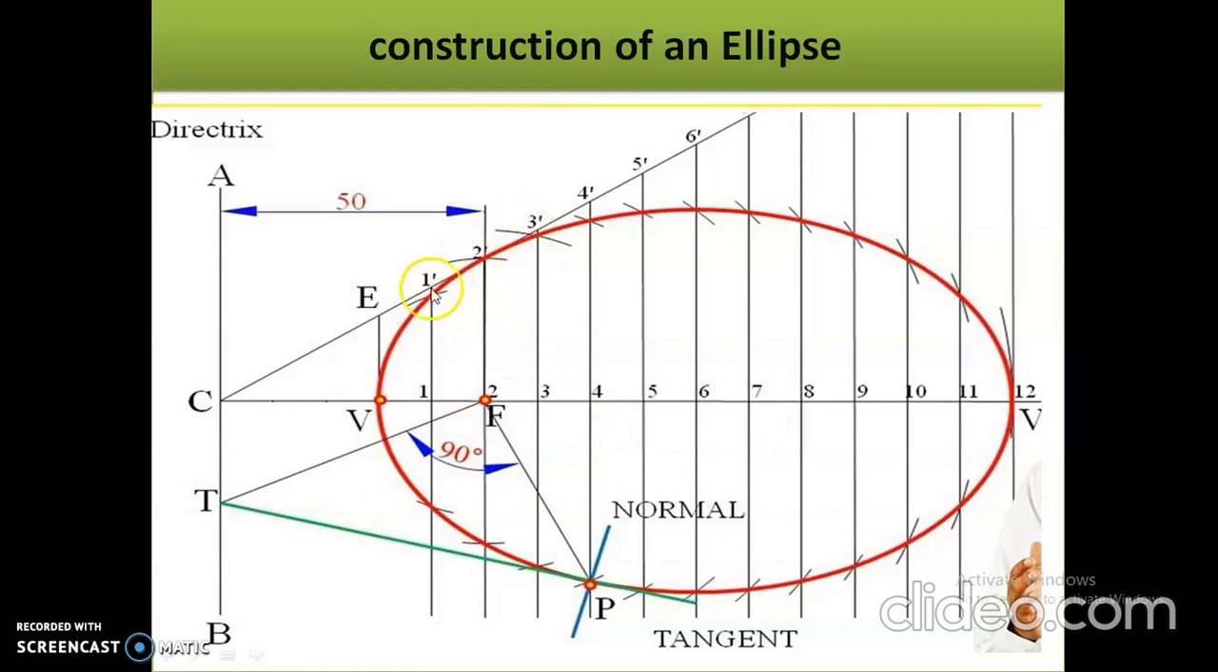So you will get P1, P2, P3, P4, P5, P6, P7, P8, P9, P10, P11, P12. If you draw a smooth curve through these points, you will get the elliptical shape. I will explain this diagram by using the drafter, so listen carefully.